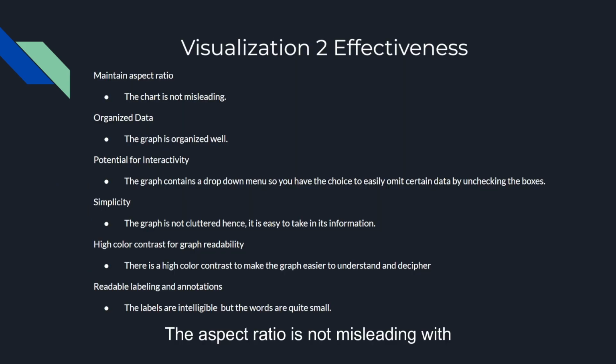The aspect ratio is not misleading with this chart. It's a very simple histogram chart. It's the same as the previous one. The placement makes sense, but the words are still a little small, so you can realistically make sense of the chart, but it's just a little hard to read. The data is well organized from the highest university score to the 10th lowest, I believe it is. So the organization makes plenty of sense, and it's very readable.